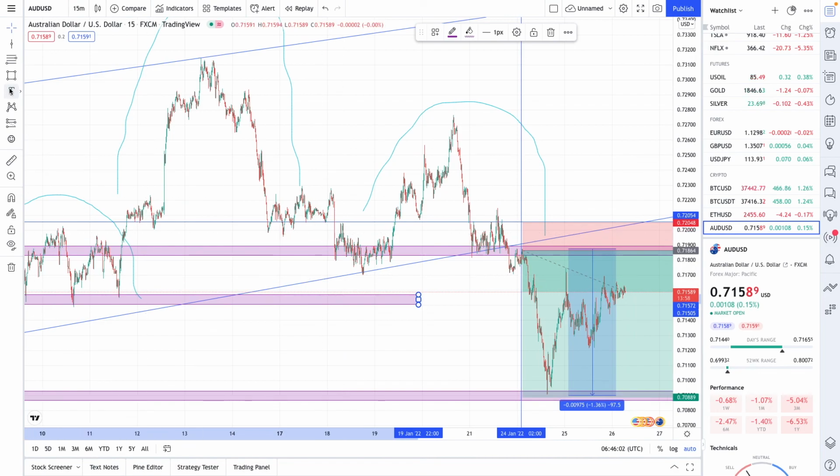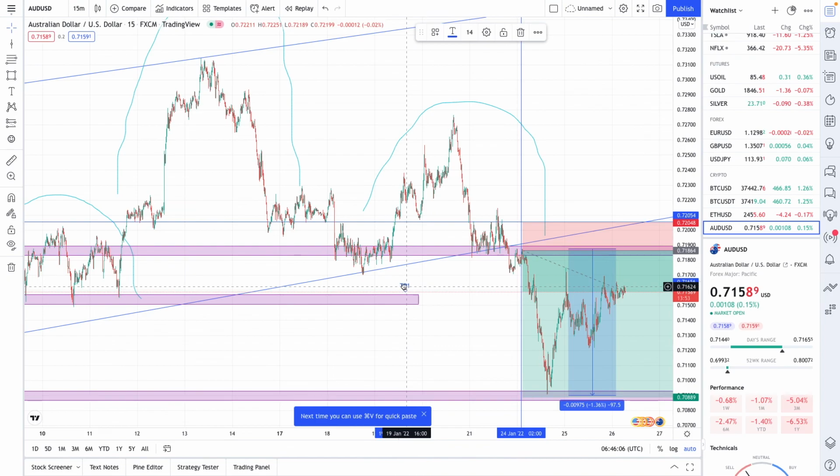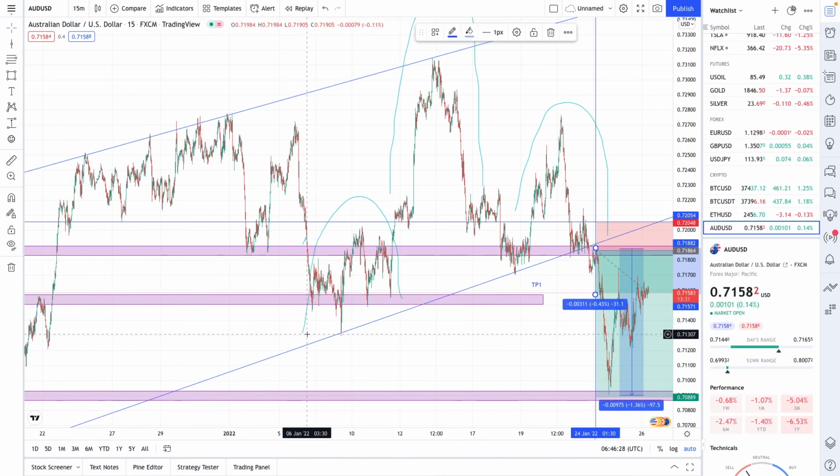This right here could be our TP1, which is, let's just say we entered here. Take profit one is about 30 pips. One lot, that's $300. Two lots, that's $600. That's not bad. But realistically, we want to hit our final take profit on a major time frame, like the 4 hour support that we've already drawn.